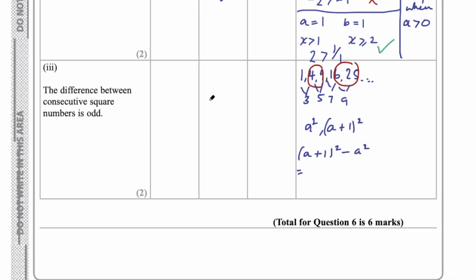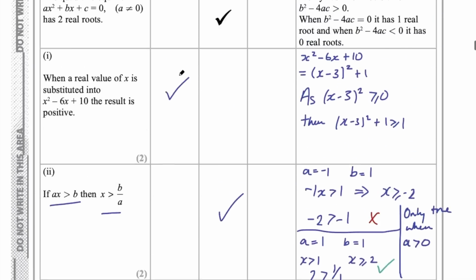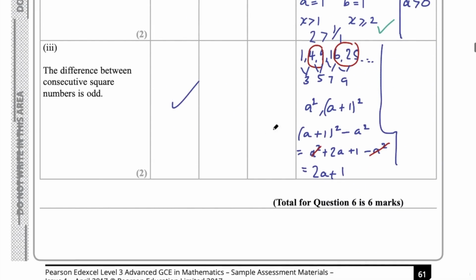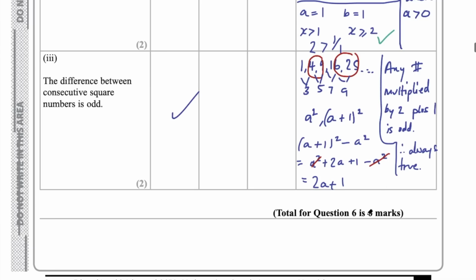And we can simplify this to find the difference algebraically. So expand those brackets out, we get a squared plus 2a plus 1 minus a squared. And you can see these a squareds cancel each other out. So a squared minus a squared, they disappear. And we're left with 2a plus 1. And so anything multiplied by 2 plus 1, that will be an odd number. So we've shown that with an example, and we've also proved it algebraically, and that will always be true. And you could write an explanation as well for that, something such as any number multiplied by 2 plus 1 is odd. So therefore it's always true. And that was question 6 for 6 marks.